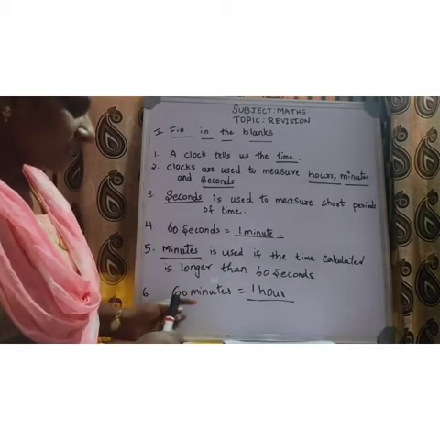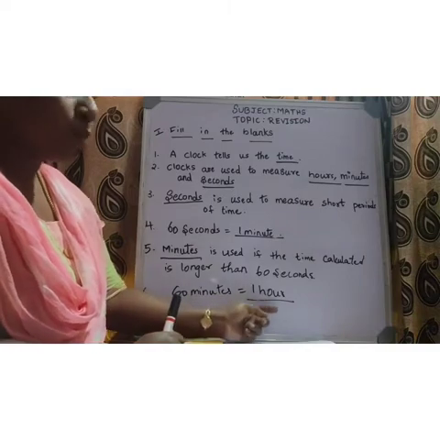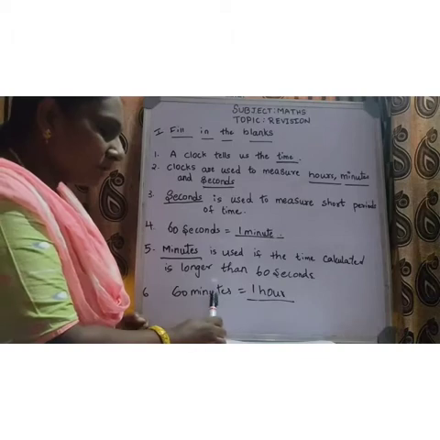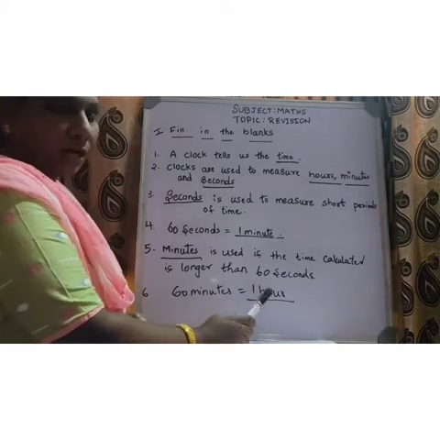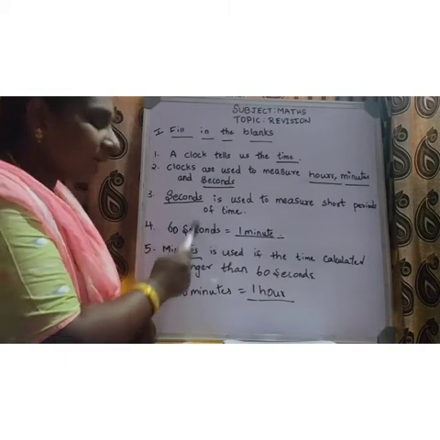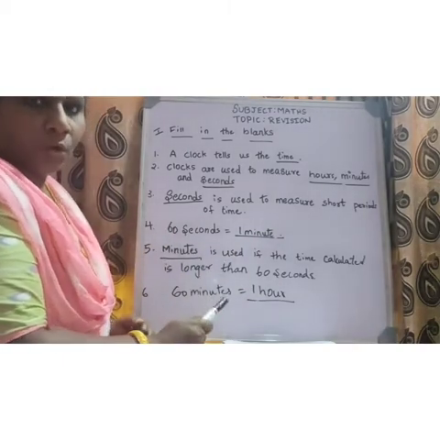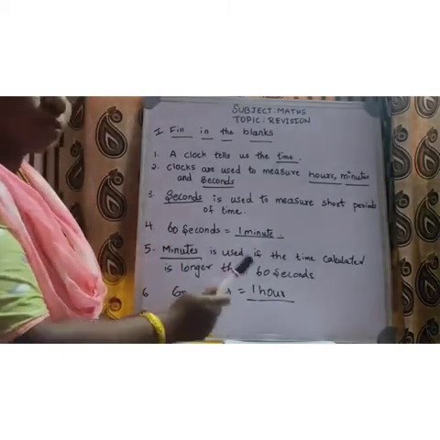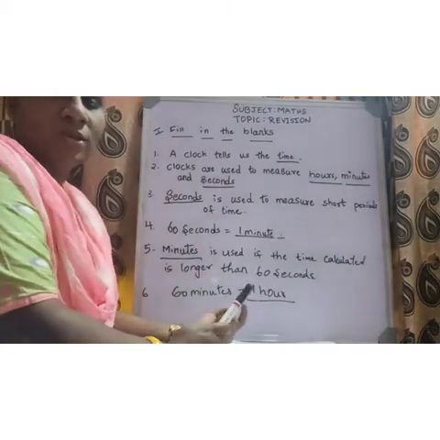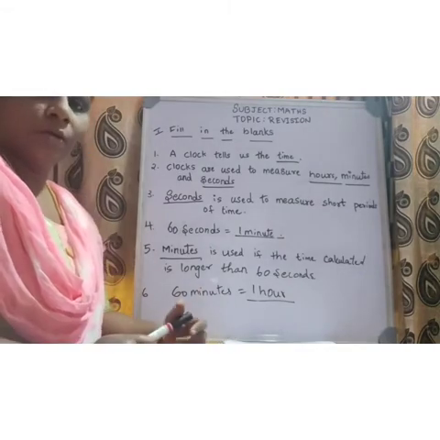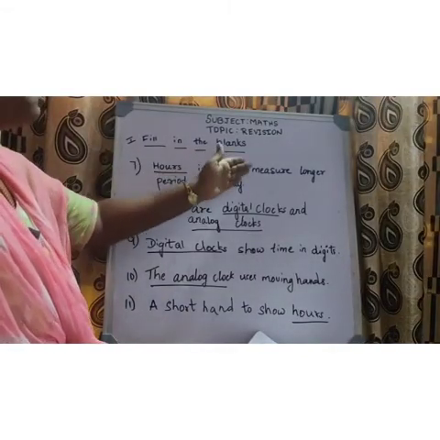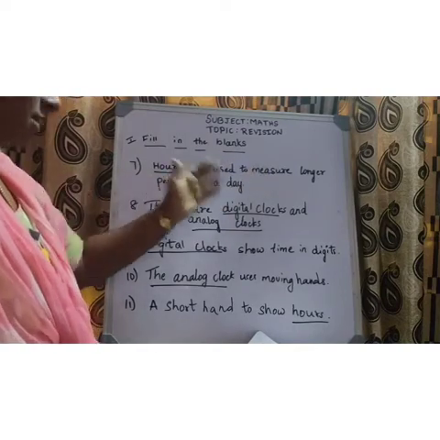Okay, so 60 minutes equals 1 hour. Don't get confused, children. 60 minutes makes 1 hour and 60 seconds makes 1 minute. 60 seconds makes 1 minute and 60 minutes make how many hours, children? 1 hour.